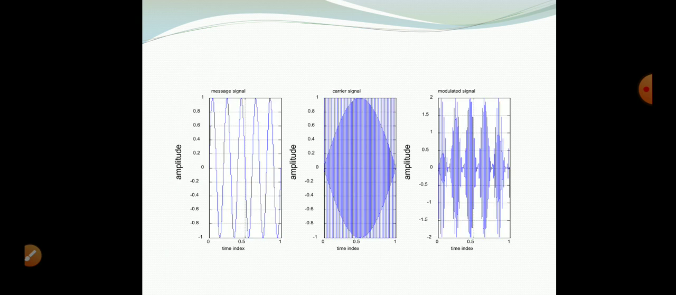And subplot 132 means among three figures, here the carrier signal is plotted in the second position. And plot t comma y, here we are plotting the signal, and then grid. These are the figures we are plotting by using this program. The first one is the message signal, meaning modulating signal, the second one is the carrier signal, and the third one is the modulated signal.